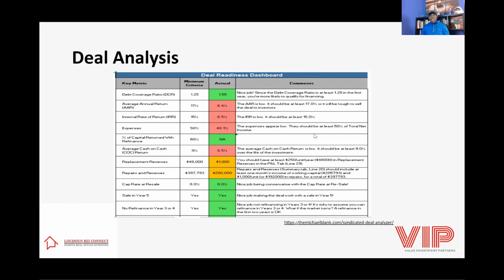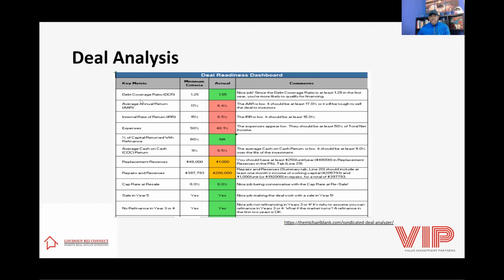So what I'm sharing with you right now is a screenshot of the Michael Blank syndicated deal analyzer, and this is what we first started out using. And as you can see, I mentioned to you that the debt service coverage ratio has to be at about 1.55. And what Michael Blank has done with his sheet, he's color coded it so that you would know whether the deal starts to pencil.